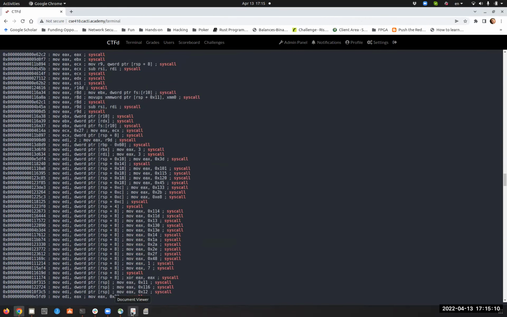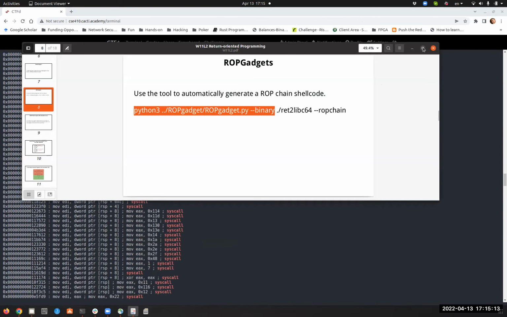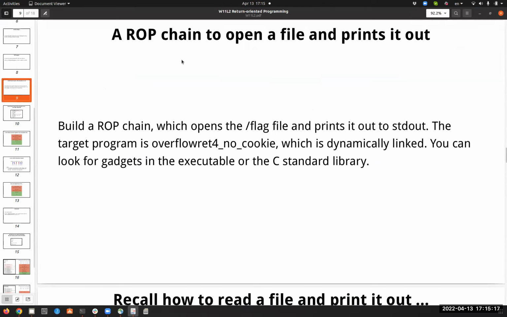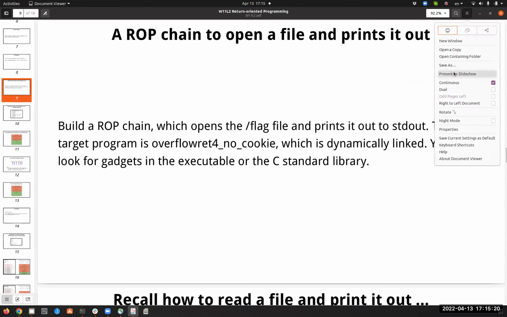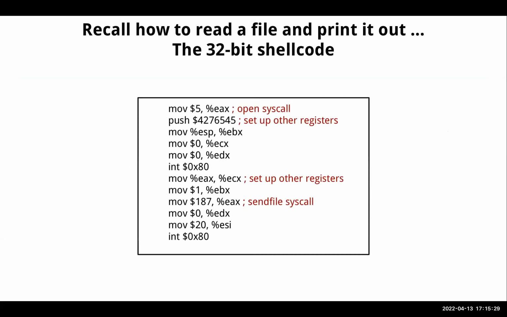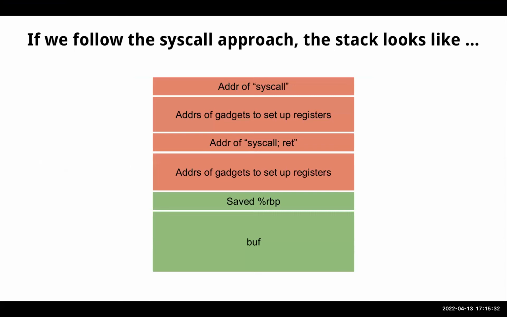So any idea how we bypass this? How can we make system calls without actually using the syscall instruction? How do we do that? Any idea? Okay, show me something. I know you guys are still here.